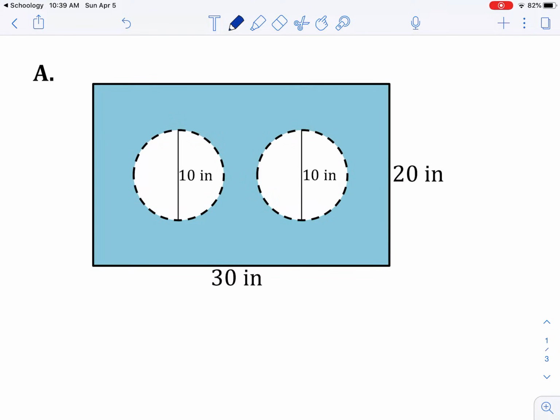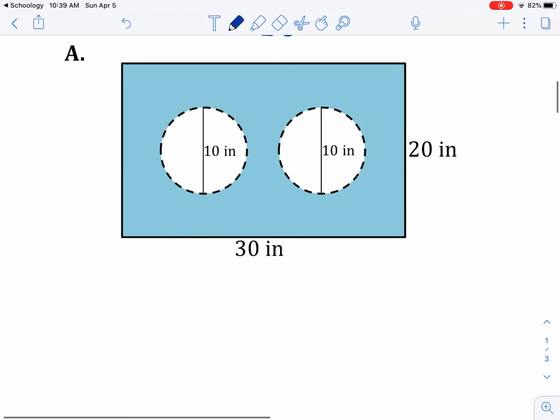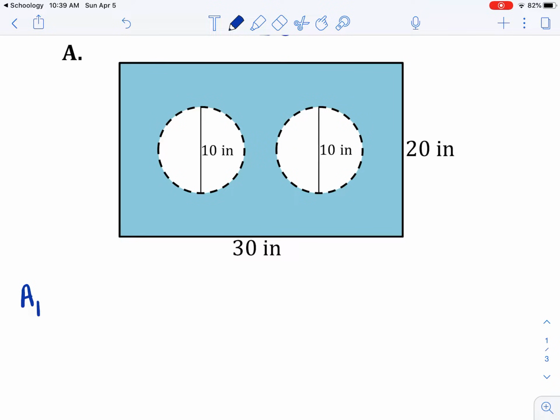Okay, so here's our first composite figure. So first thing we have to do is make a plan. We only want the shaded region. So what's our plan? So what shapes do we see? I see a rectangle and I see 2 circles. Those 2 circles are exactly the same. So if I want to find the area of just that blue region, I'm going to have to find the area of the rectangle and then get rid of the 2 circles. So first thing I'm going to do is write down my plan. My plan is to find the area of the rectangle and then subtract the 2 circles that are exactly the same. Okay, so let's start with the area of the rectangle.